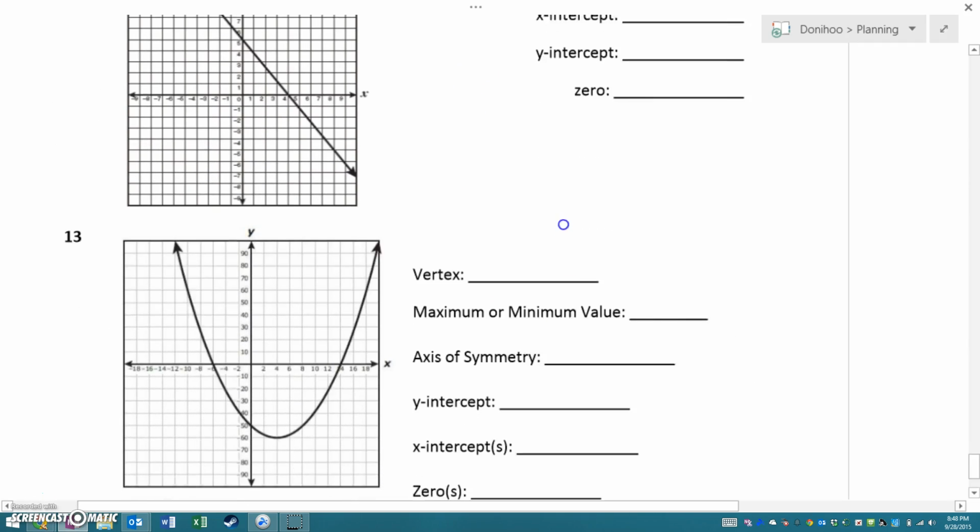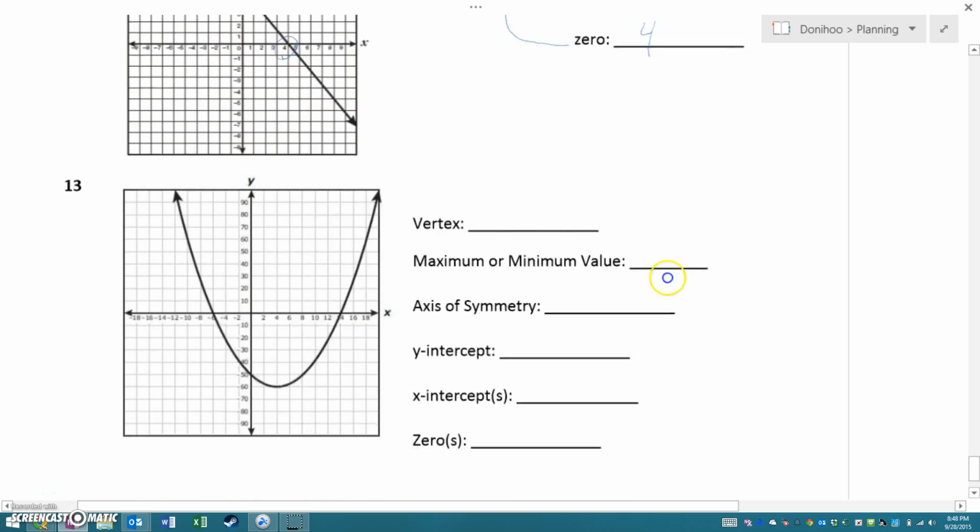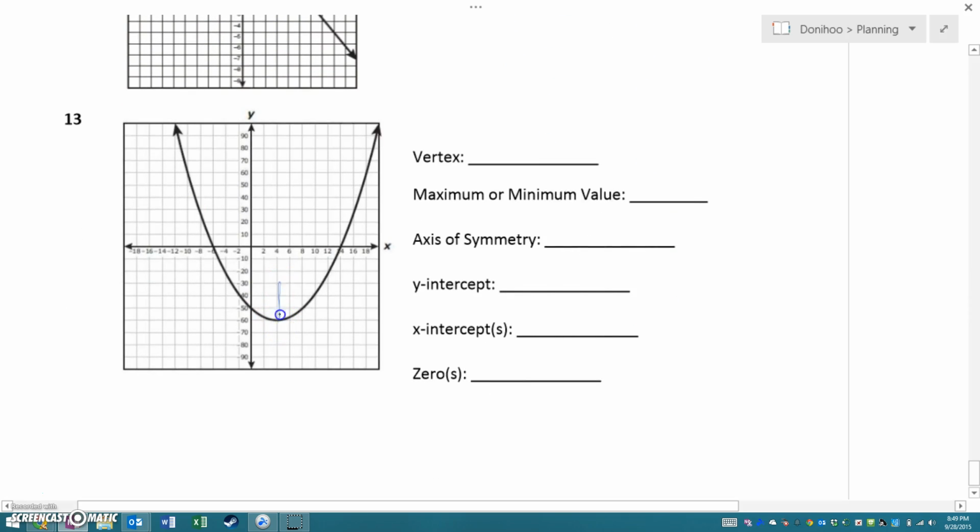The only thing I'm going to talk about here is a 0. You get that information from your x-intercept. There's your x-intercept, 4, 0. So then your 0 is going to be 4. And also the axis of symmetry, that's where the graph is cut in half. It's always going to be x equals something. Here it's x equals 4.